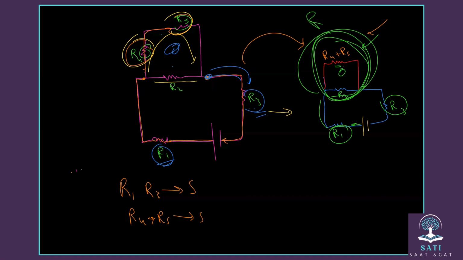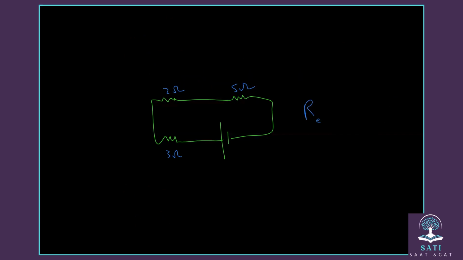Okay, now we have some examples here. If I give you a circuit, as you see, this one is 3 ohm, and this one is 2 ohm, and here is 5 ohm. Then I ask you, what is the equivalent resistance? What does equivalent resistance mean? That means the total resistance in the circuit. You add them, so you add 3 plus 2 plus 5. Why do we add them? Because the connection is in series.